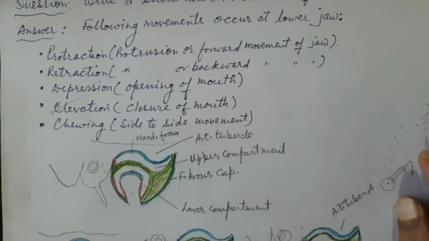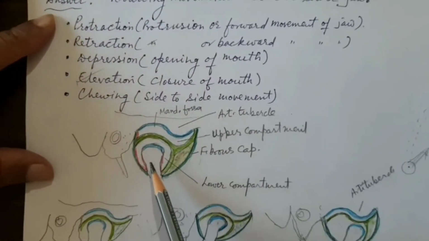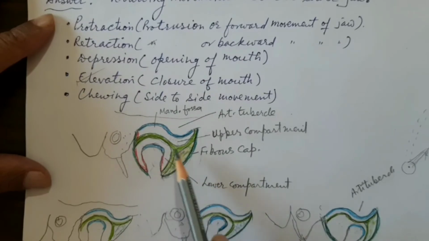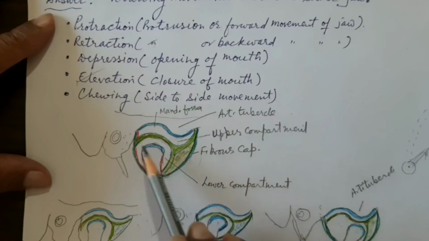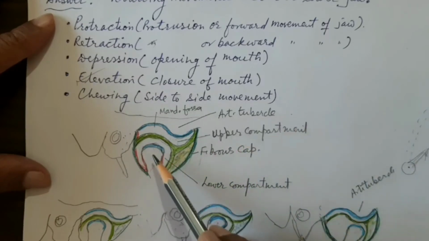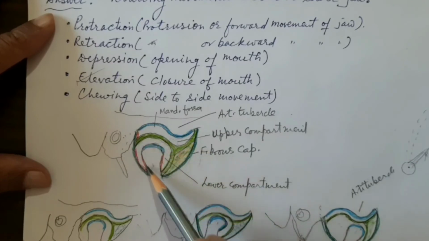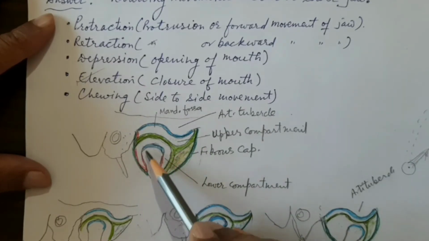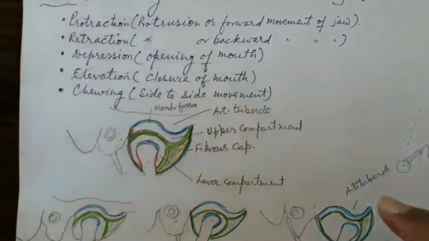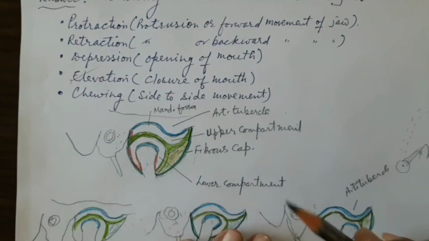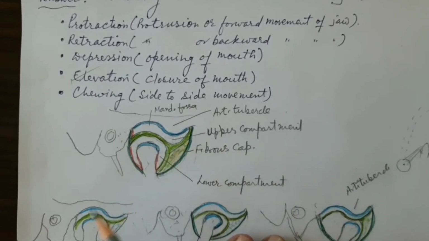So the head along with the disc on one side. So on one side we are talking about. Now the head along with the disc on one side will glide forward. This will go forward, okay, as we have seen previously, and this movement will take place in the upper compartment, because the lower compartment and the head are acting as a single unit. So both the disc and the head will move forward, okay, glide forward over the upper articular surface.